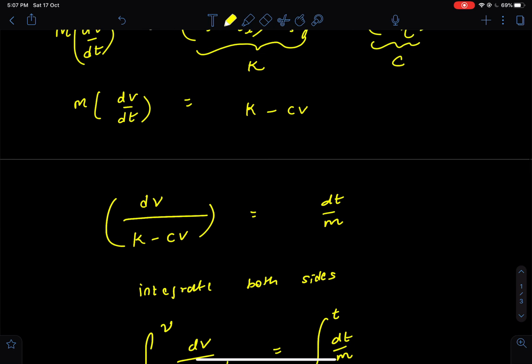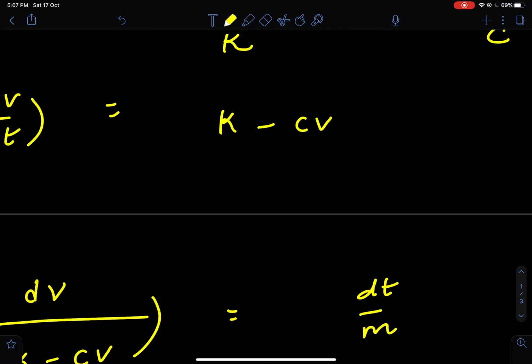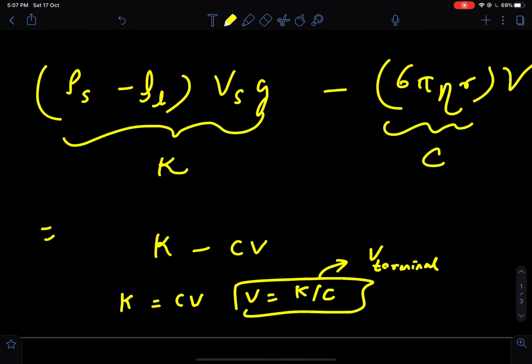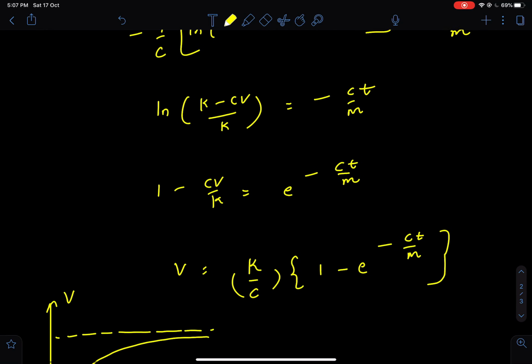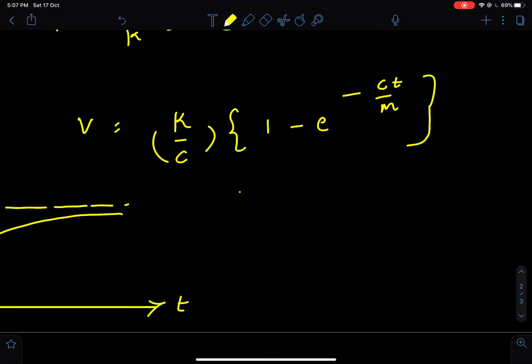Now when is the terminal velocity? When net force is 0. The net force is k minus cv. When is it 0? When k minus cv is 0, so k equals cv, or v equals k by c. So this is the terminal velocity, v terminal. I have already defined what k and c are, so k by c is v terminal. But when does the velocity become k by c? Only when t tends to infinity, because only then does this exponential term decrease to 0, and so the velocity will become k by c.